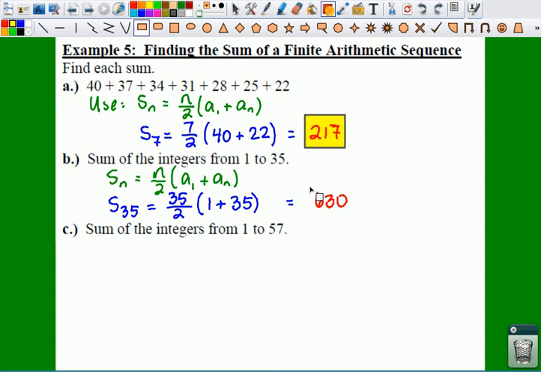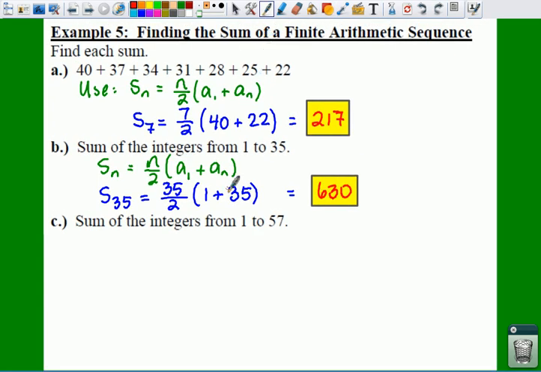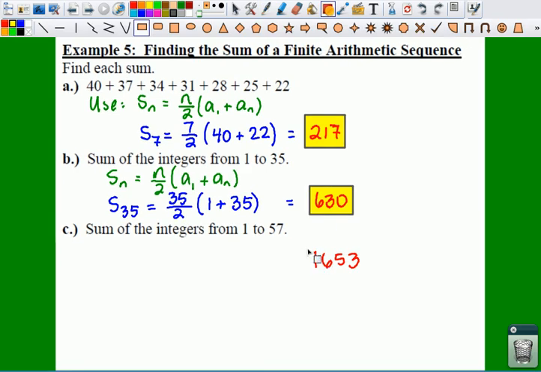All right, try letter C. See what you get for letter C. What do we get? You should get 1653. And that is your answer.